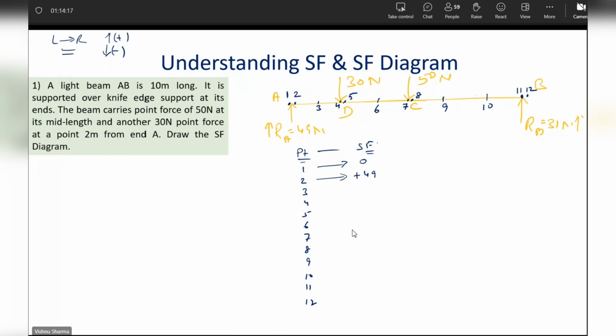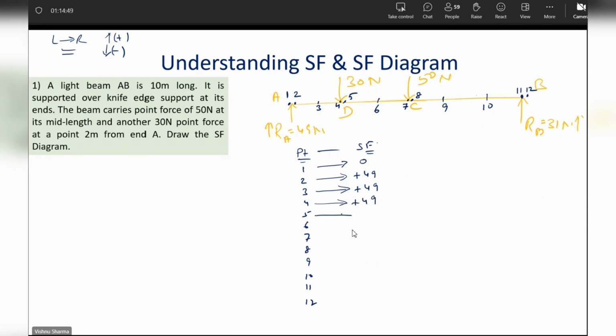Okay. Reach point 3 and see what are the forces to the left of 3. The resultant of forces to the left of 3 is plus 49. Plus 49. Please take your sheet up to 4. And 4 is a point just to the left of D. Plus 49. Plus 49.